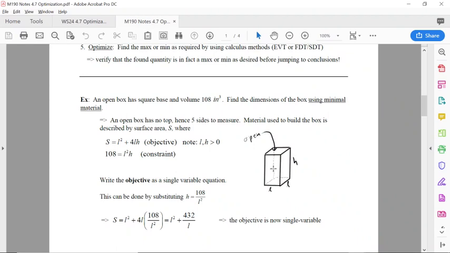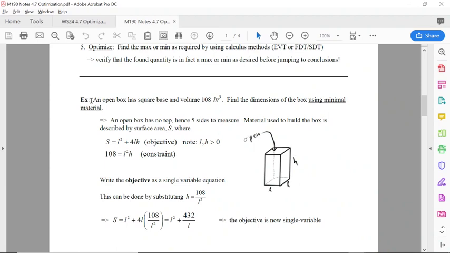Okay, so I've drawn a diagram of a rectangular box here. I've also labeled in here that there's an L and an L down here. There must be further information given. Find the dimensions of the box using the minimal material. What does that mean? Well, the material you use to construct a box would go into its surface area, not its volume. Okay, so we're not filling up the box in this case.